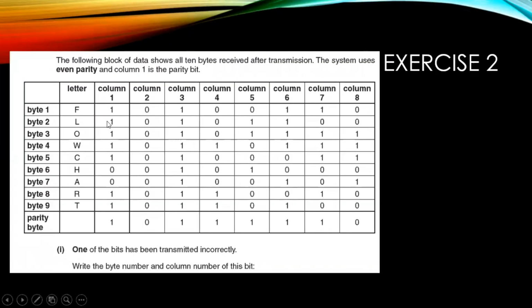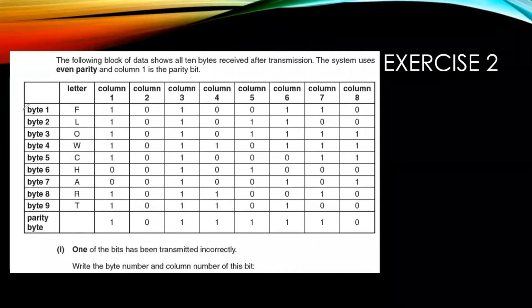If you have followed the class yesterday, we discussed the concept of 2-dimensional parity checking. How do we proceed with answering this exercise? You're going to go by rows. Each of these rows here, 1, 2, 3, 4, 5, 6, 7, and count the number of 1s.